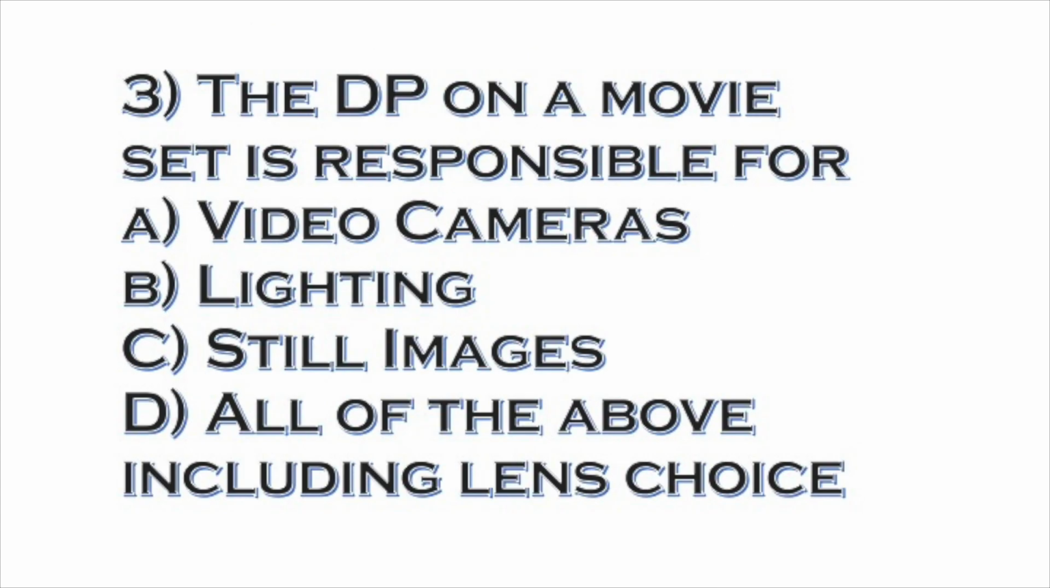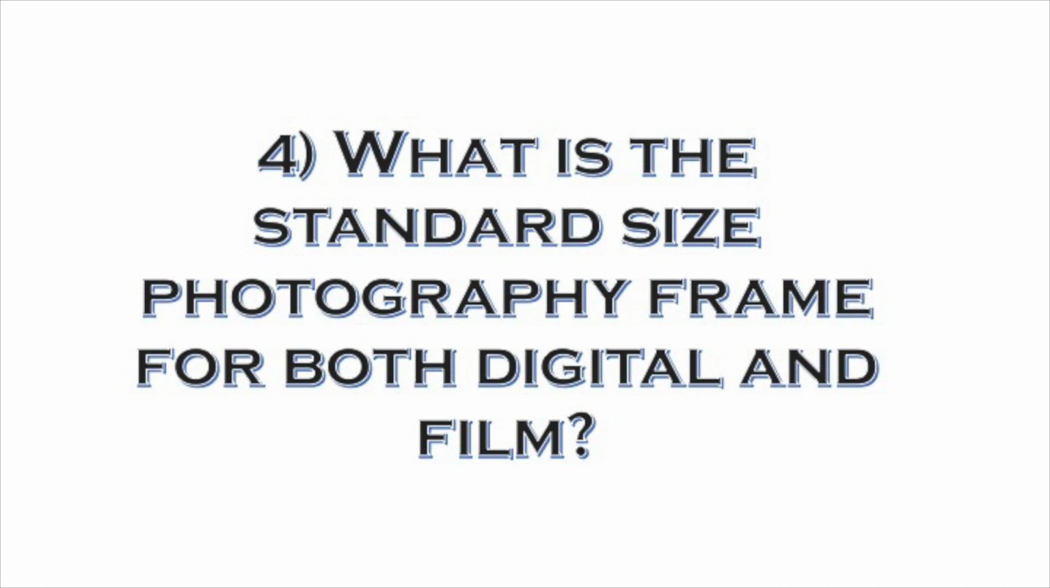Question number 3. The DP on a movie set is responsible for A. Video cameras, B. Lighting, C. Still images, or D. All of the above, including lens choice. And finally, number 4. What is the standard size photography frame for both digital and film?